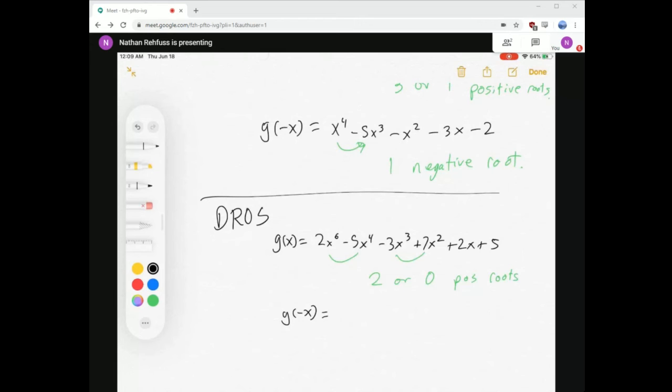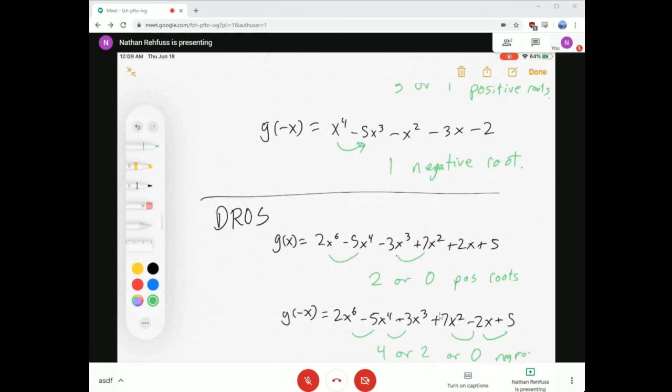We get 2x to the 6th. 5x to the 4th don't change. The cube changes. That becomes a positive 3x cubed. The even don't change. That stays 7x squared. 2x, that changes. Negative 2x. 5 don't change. So how many are there now? A 1, a 2, a 3, and a 4. So there are 4 or 2 or 0 negative roots.